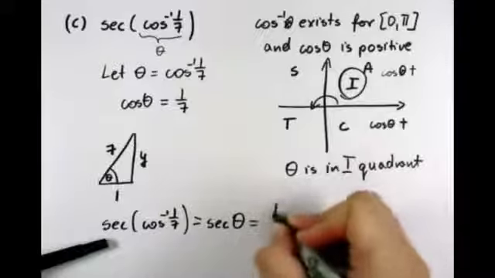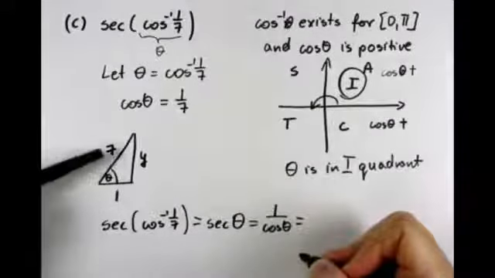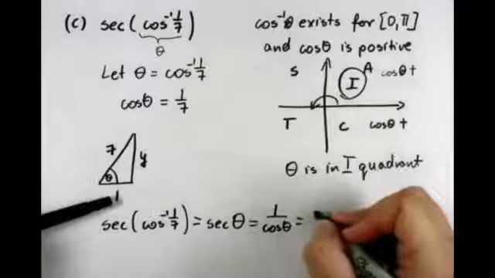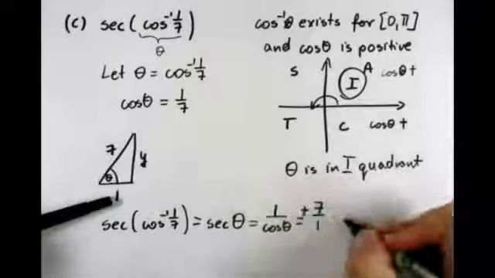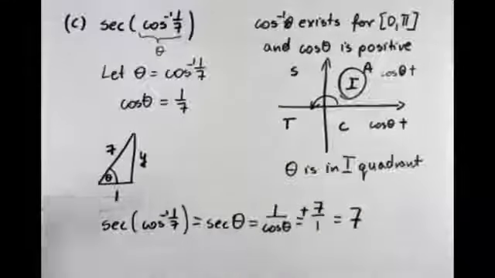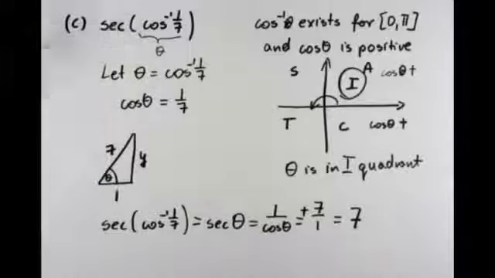And secant theta is 1 over cos theta. So this would be hypotenuse over adjacent. So this one is 7 over 1. In the first quadrant we are plus, so the final answer is just 7. Not needed to find the y value. It depends on this function or the outside function whether you will need this value or not.